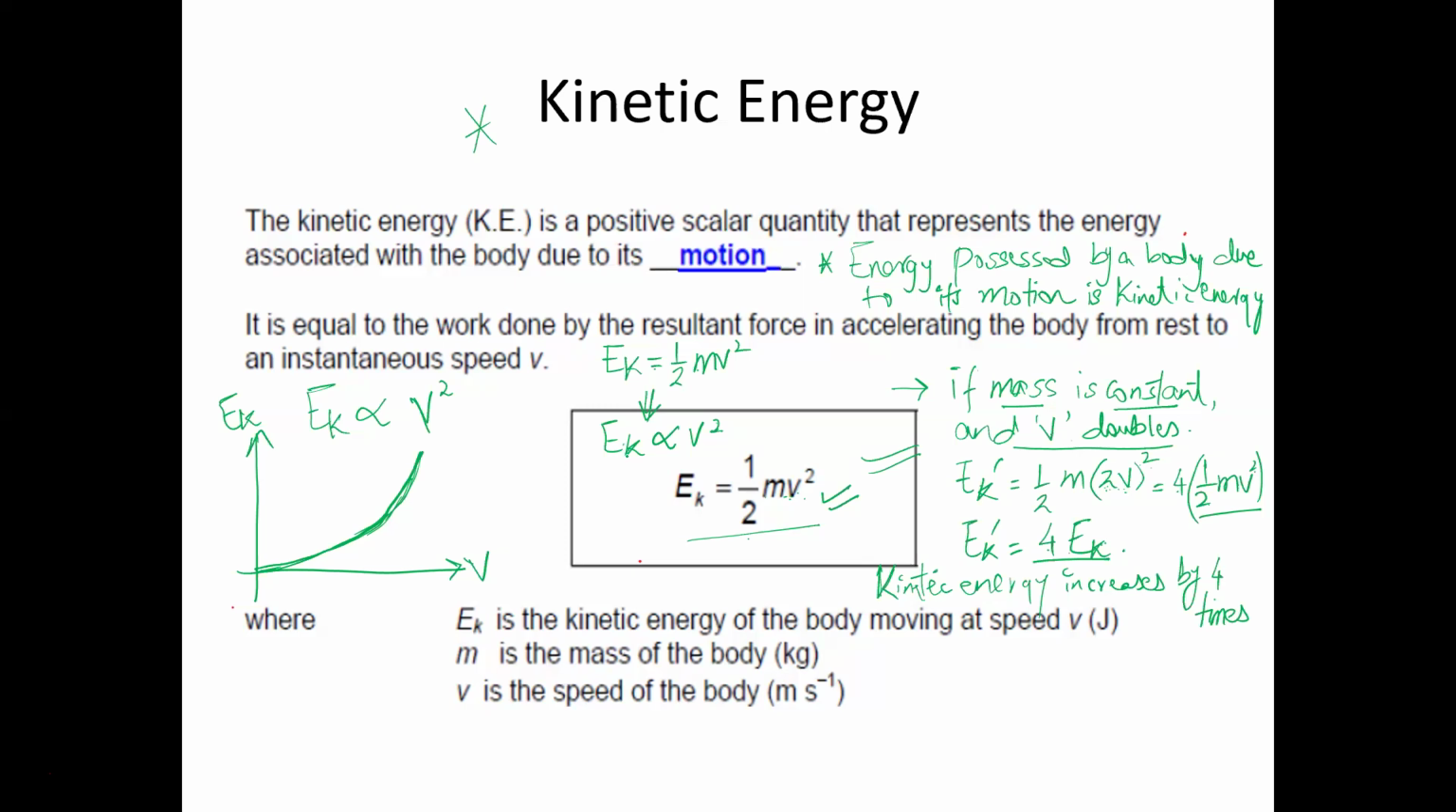Can we say this? Kinetic energy is stated as proportional to the square of the velocity. Okay, from this we can say that if velocity becomes 2 times, kinetic energy becomes 4 times. If velocity becomes 3 times, kinetic energy becomes 9 times. If velocity increases by 4 times, kinetic energy increases by 16 times. If velocity becomes 5 times, kinetic energy becomes 25 times.